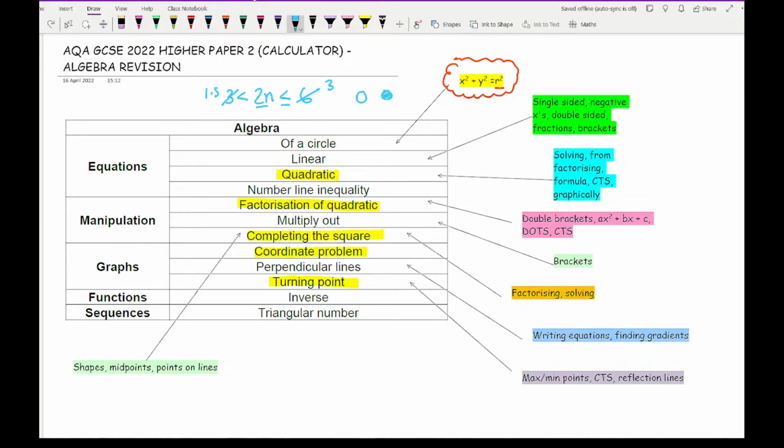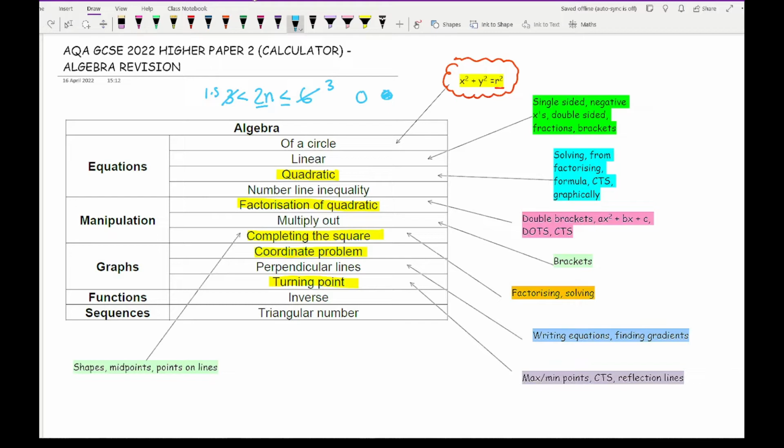The next one is factorization of a quadratic. So again, looking at this, it could involve double brackets. It's not going to involve the quadratic formula, but it could include ax squared plus bx plus c, particularly if it's in the latter parts of the exam paper.